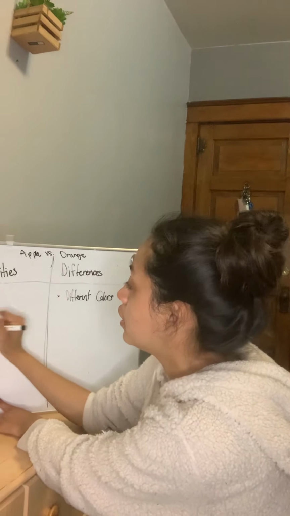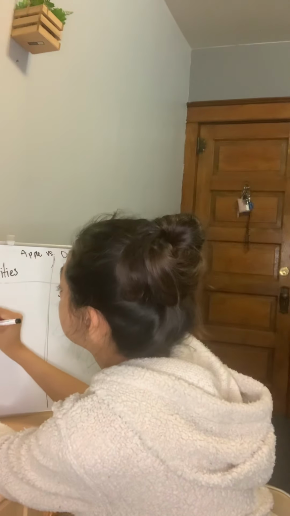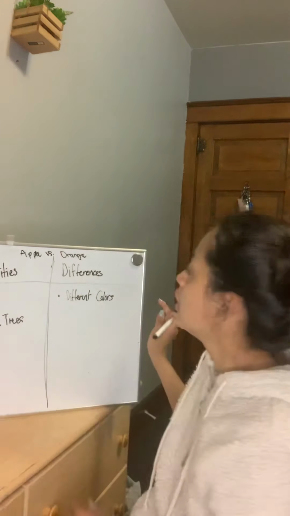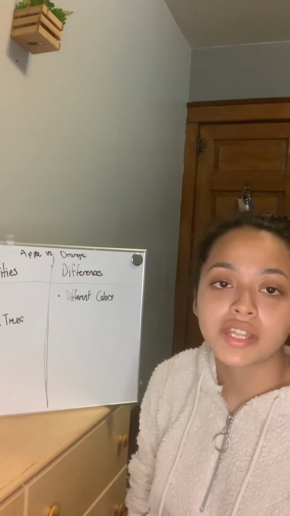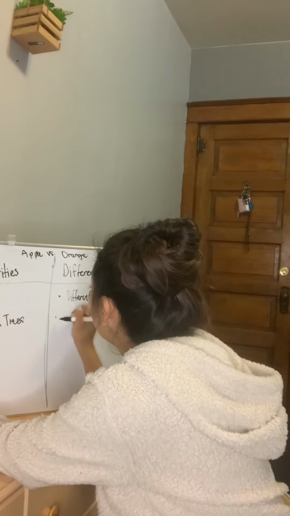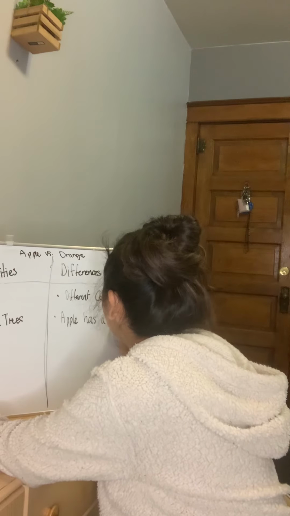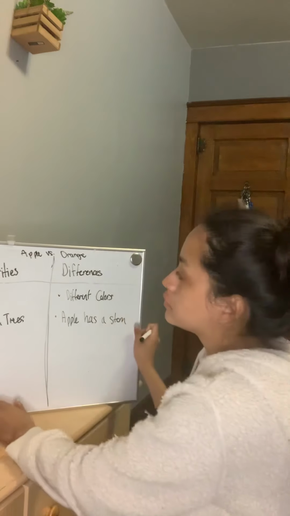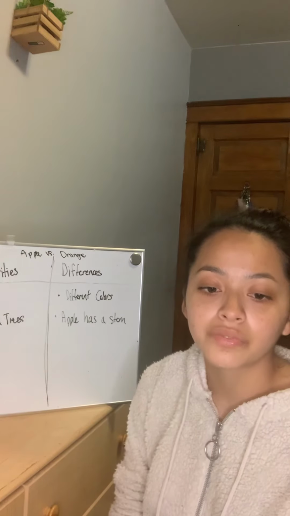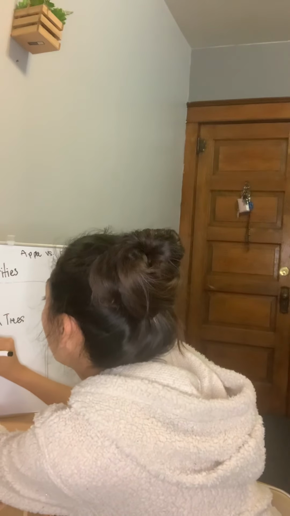Who can give me a similarity? Nicole? Yes, good job. They grow on trees. And then, what's another difference? Eric, an apple has a stem. Good job. Apple has a stem. And then, let's see, let's do two more. Healthy, they're healthy. Good job. Whoever said healthy.